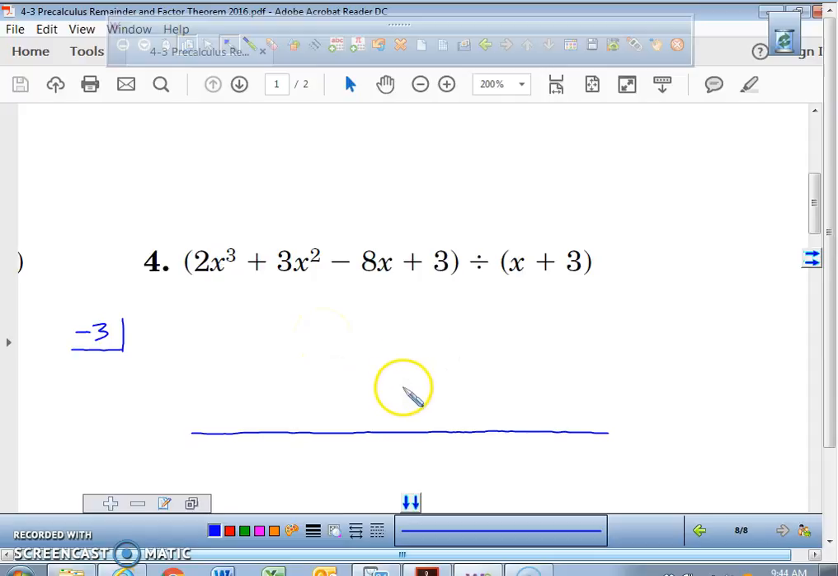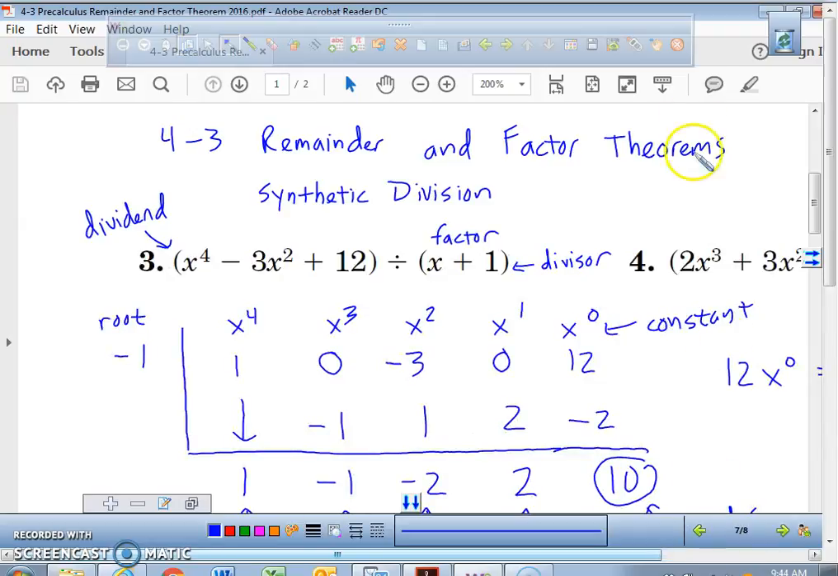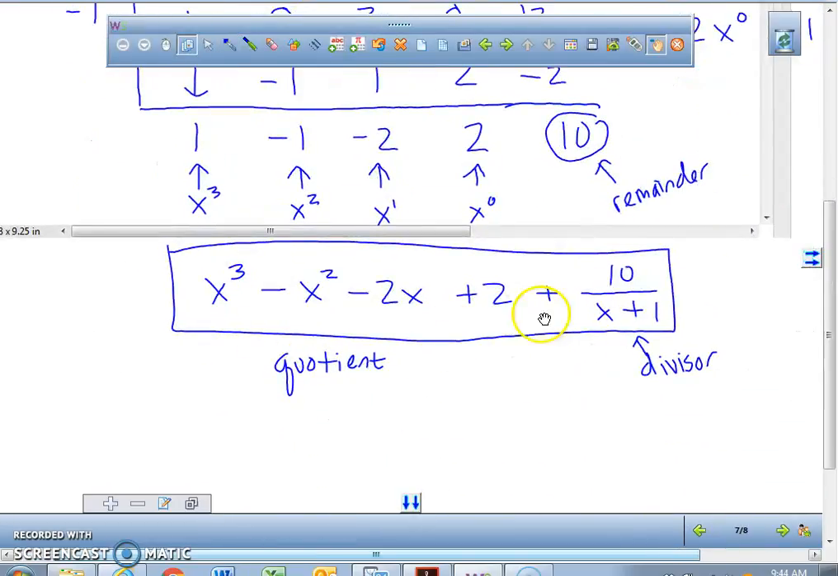Was that the answer to the quotient? The answer. That right there? Right there, that's the answer.